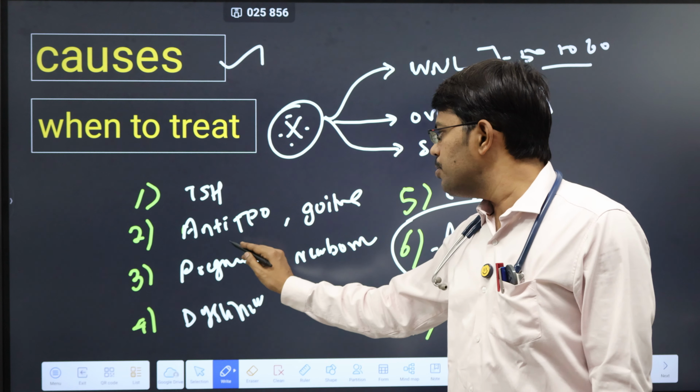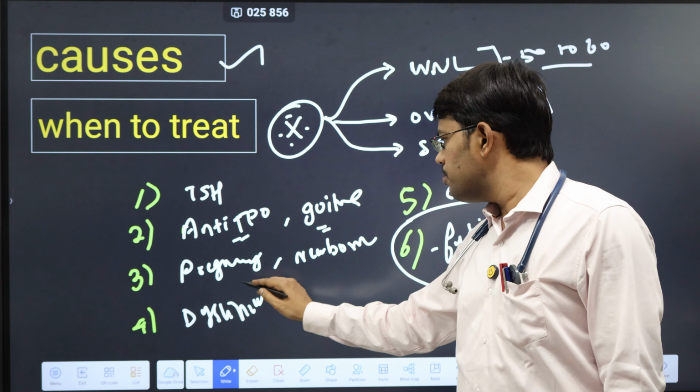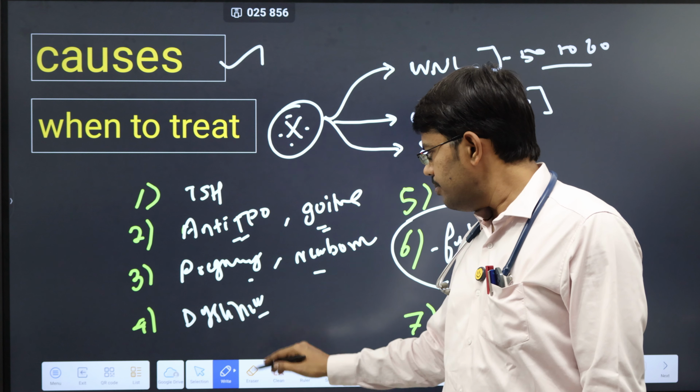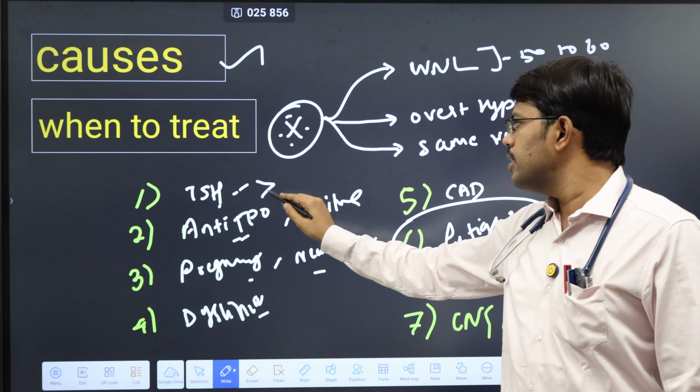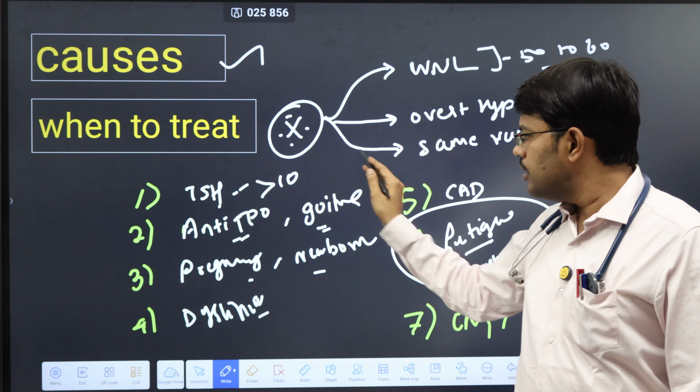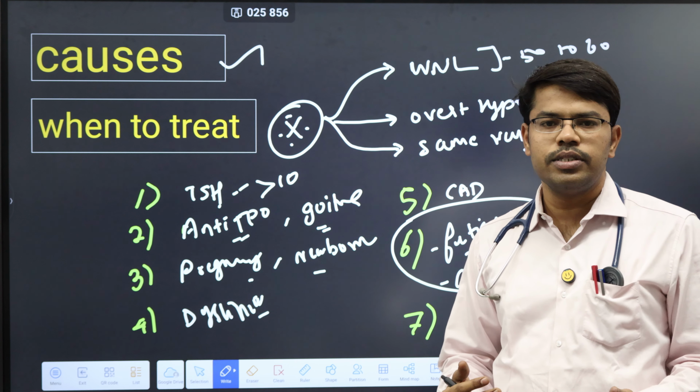Mostly look for anti-TPO antibodies, goiter, pregnancy, newborn, dyslipidemia, TSH if it is progressively elevating. Suppose if these are not there, no need to treat.